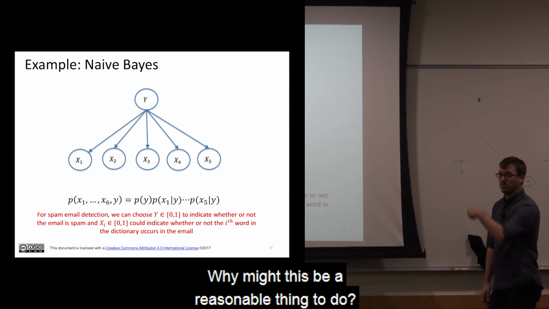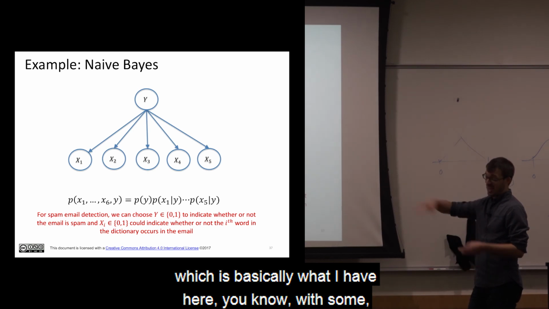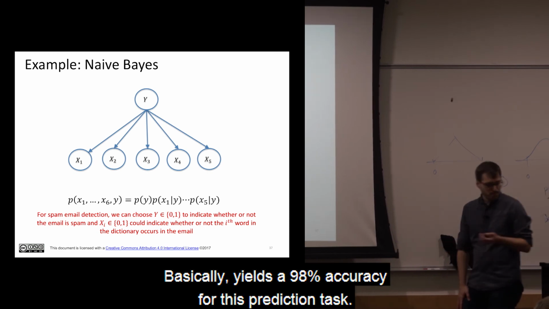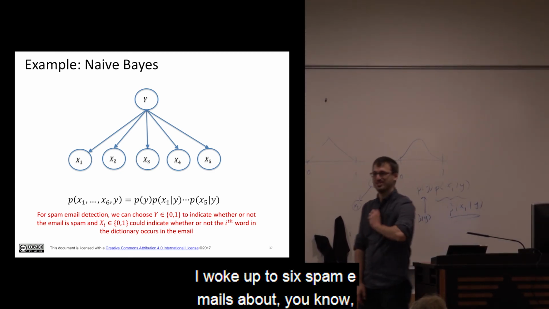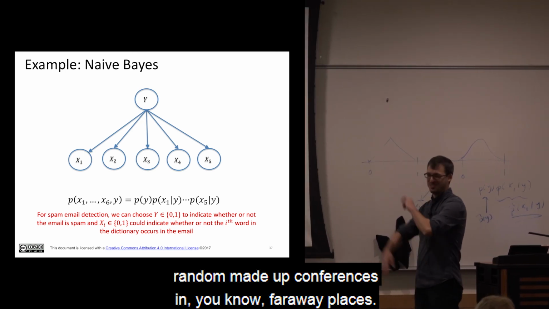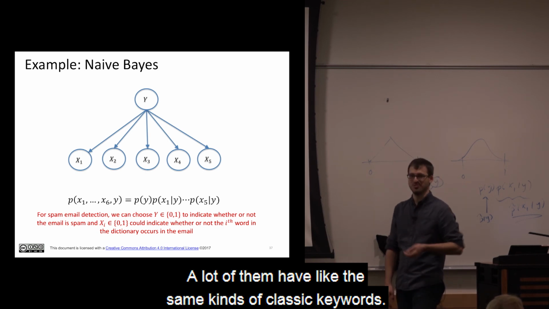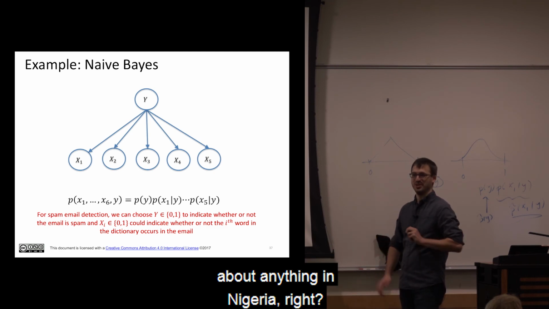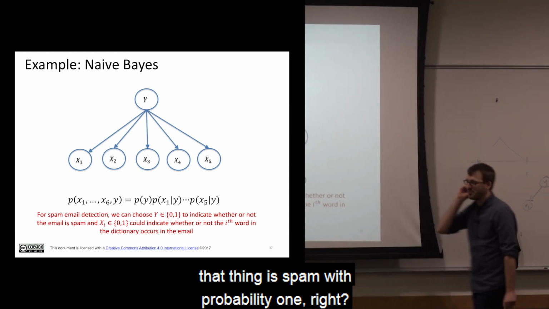Why might this be a reasonable thing to do? Like I said, with an appropriately chosen feature vector, which is basically what I have here, with a few additional tweaks, this yields 98% accuracy for this prediction task. The reason is that just this morning I woke up to 6 spam emails about random made-up conferences in faraway places. It's very easy to recognize them. A lot of them have the same kinds of classic keywords. Like, I never get a legitimate email about anything in Nigeria, so if Nigeria is in the email, then I should think that thing is spam with probability 1.